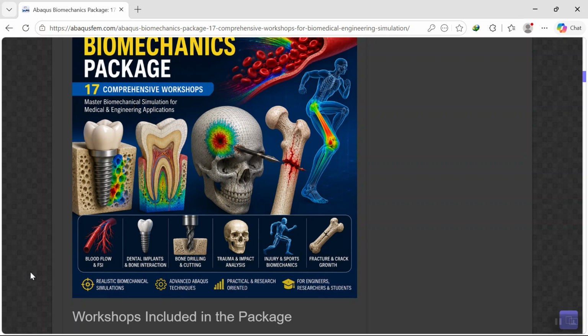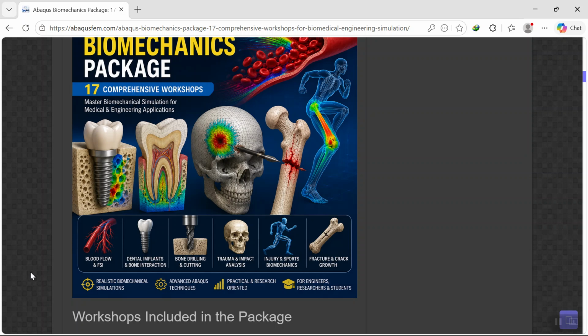The package starts with blood, blood vessel, and their interaction. You'll learn how to model non-Newtonian blood flow behavior using Abaqus CFD, which is essential because blood does not behave like a simple Newtonian fluid. Understanding its complex flow characteristics is critical for many biomechanical applications.